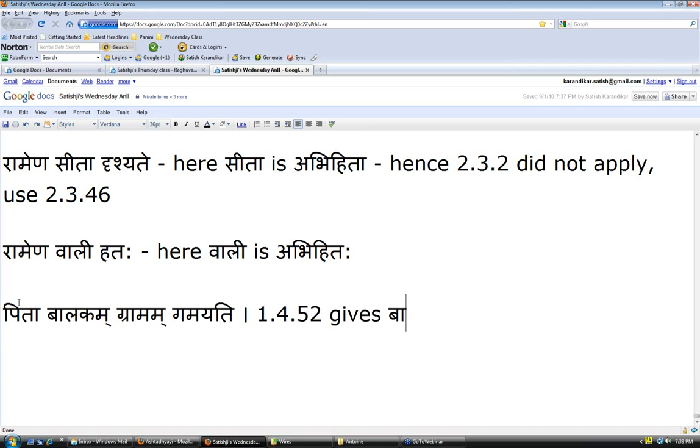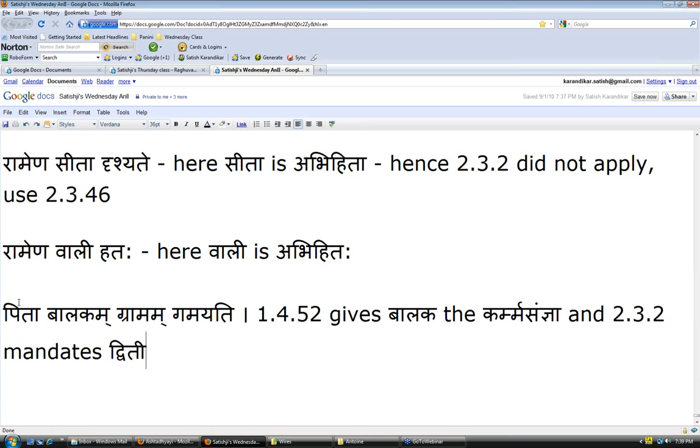Gives balaka the karma sanya. And then 232 mandates the Dvitiya Vibhakti for him. Mandates Dvitiya. That's the process. Okay, so this is what we have to do. That is the subject of the remainder of this lesson, which is this one. So that's what is happening here.